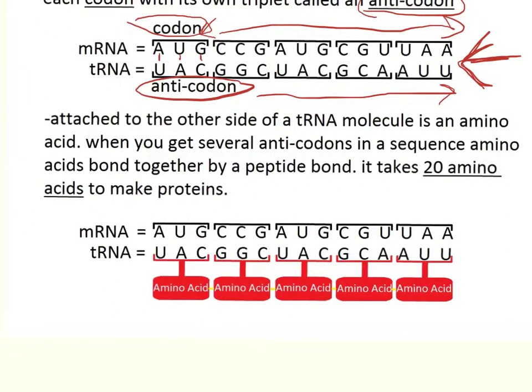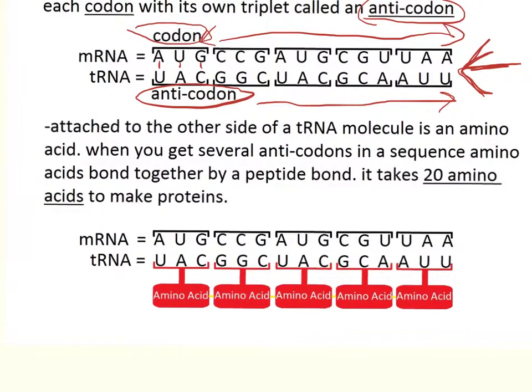Okay, so the next step, once the anticodon has attached to the correct codon, once AUG has UAC attached to it on the tRNA side, you're going to get an amino acid attached to it on the bottom, just like in this picture. So there's your amino acids. And then once several of them get into a chain, they're going to make a protein.